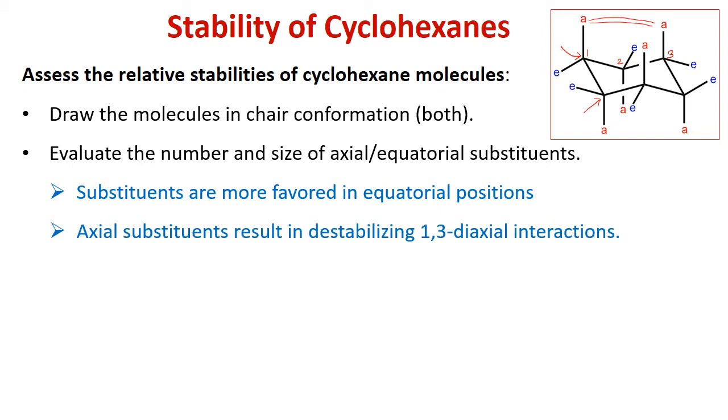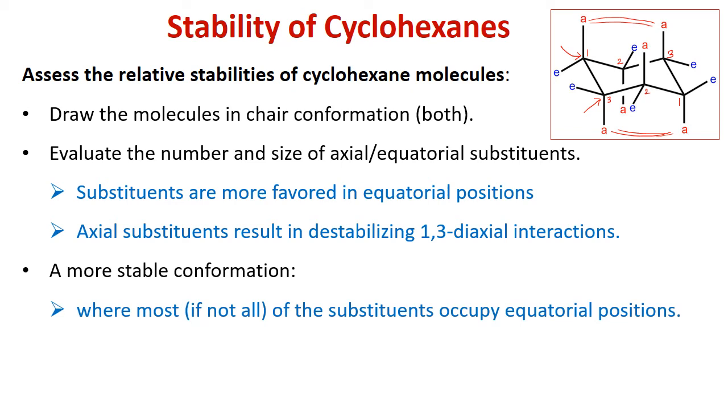Now, the same applies to any other set of carbon atoms. So if we start with carbon number 1 here, and let's say this is 2 and this is 3, then the two axial substituents on these carbon atoms result in these destabilizing 1,3 diaxial interactions.